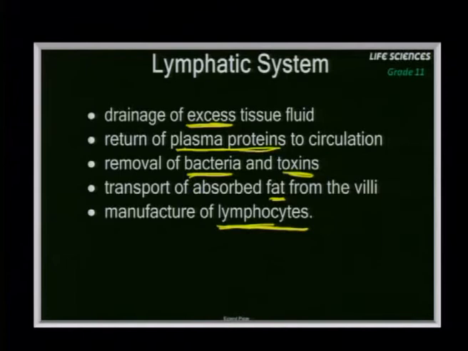Let's go through it again. To take away excess tissue fluid, to return plasma proteins to circulation, the removal of bacteria and toxins, because that's what lymphocytes do. And it produces the lymphocytes, and it transports the fats via the villi. And that's the biggest reason why we have the lymph vessels or the lacteals in the villus. Why? Because it has to transport those fats. Otherwise, we're never going to absorb those fats. And the fats cannot fit through the tiny single layer of endothelium cells in the capillaries, which are in the villi. Can't fit in there. So it has to wait to get into somewhere. So it gets into the lacteal and forms a fluid called chyle.